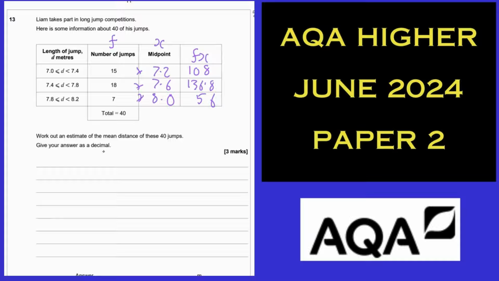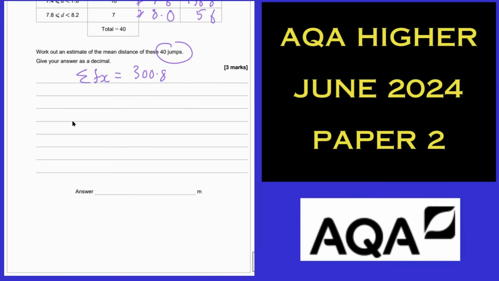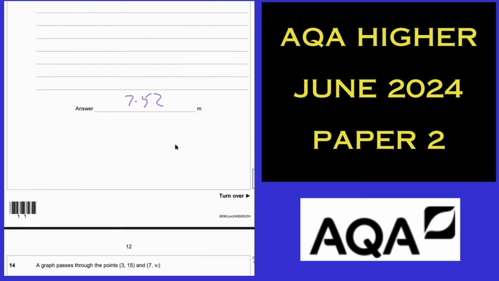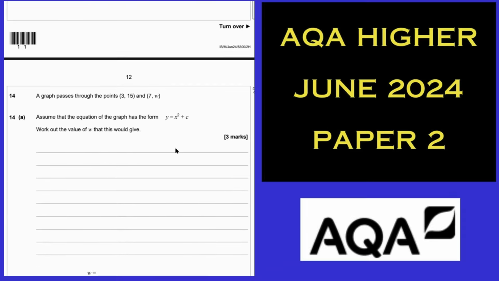At the end of the day, when you add up, you sigma it, you sum it. When you sum your fx's, you get 300.8. And so it needs dividing by the number of jumps, 40. And it says give your answer as a decimal. Well, 7.52. 7.5 is fine, but it's not the biggest deal in the world.